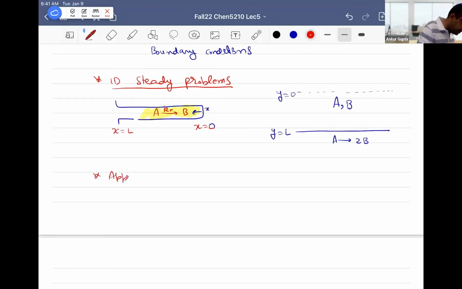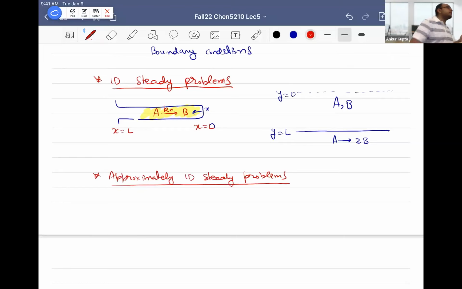approximately 1D steady. So, what do we mean by approximately 1D steady problems? Approximately 1D steady problems are problems that can be reduced to 1D steady state, but are not inherently given to us to be 1D steady.